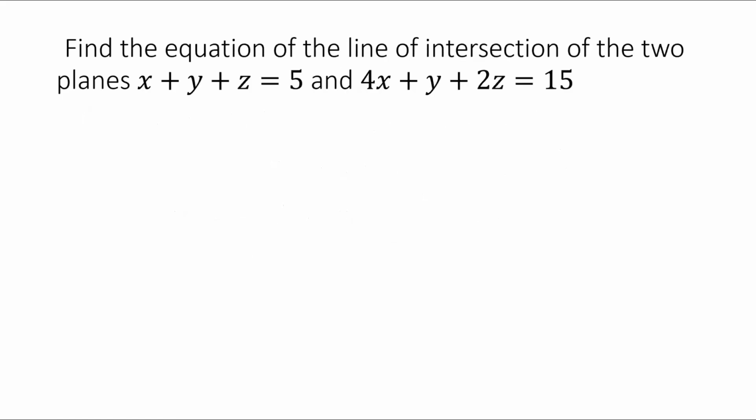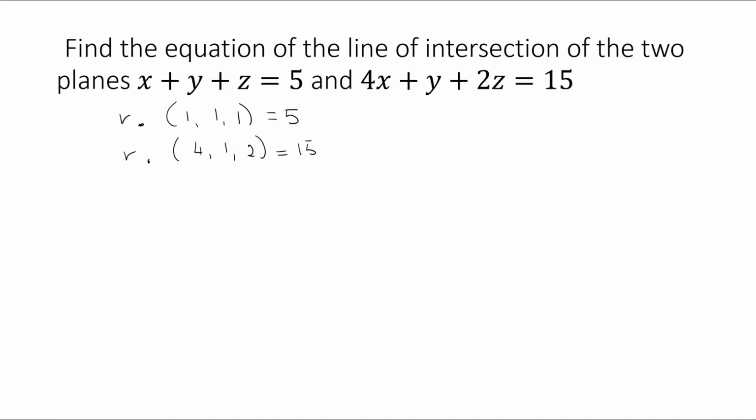In the second question, we are asked to find the equation of the line of intersection of 2 planes. So you've got 2 planes and they meet at a line. First of all, we need to write the equations into vector form. So the first one would be that, and the second one would be 4, 1, 2 equals 15.